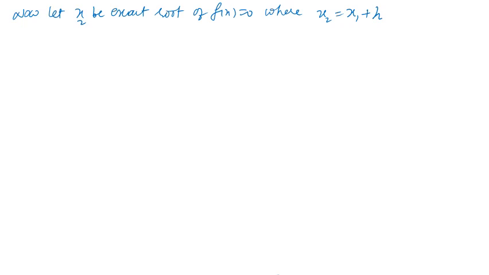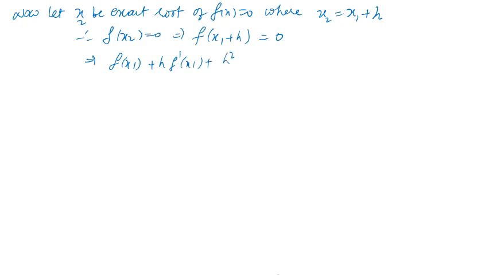Similarly, now let x2 be the exact root of f of x equal to 0. What does exact mean? Previous approximate root plus some error. Therefore f of x2 equals 0, which implies x2 is x1 plus h, and f of x2 equals 0. Let me again apply the Taylor series formula: f of x1 plus h into f dash of x1 plus h square by factorial 2 into f double dash x1 and so on equals 0.